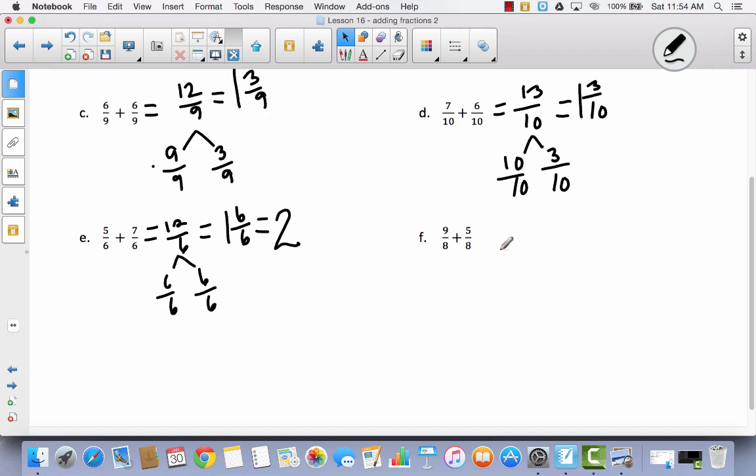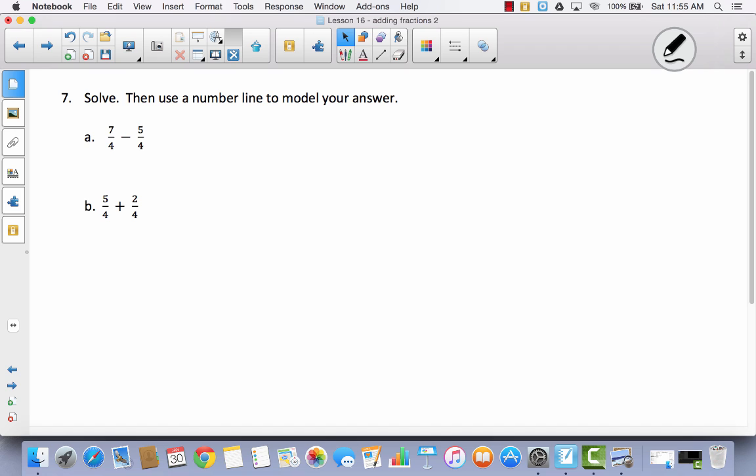Okay, 9/8 plus 5/8 equals 14/8. So let's make this into a mixed number. That would be 8/8 and 6/8, because 8/8 plus 6/8 equals 14/8. So this would be 1 6/8. All right, so I think that adding the fractions is probably pretty easy for you.